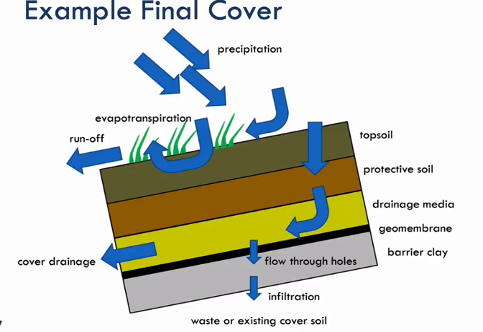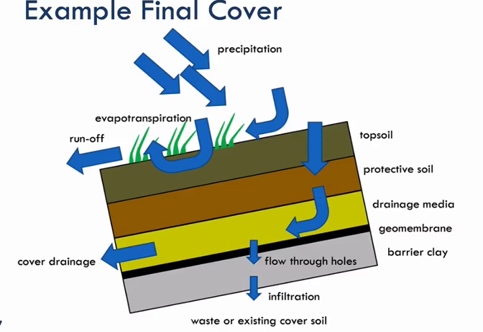So at the very top, rainwater that hits the top of our final cover is going to first encounter a vegetated topsoil layer, which is a common feature in many final cover designs. Some of that water is going to run off directly. Some of it is going to enter the plants and then later on be evaporated back into the air. And then some of that water is going to percolate through the topsoil, through our protective soil layer, and eventually into some drainage media, either sand or a drainage geocomposite, that we are going to use to conduct that water off of the cap to where it can be drained and collected away from our barrier layer.